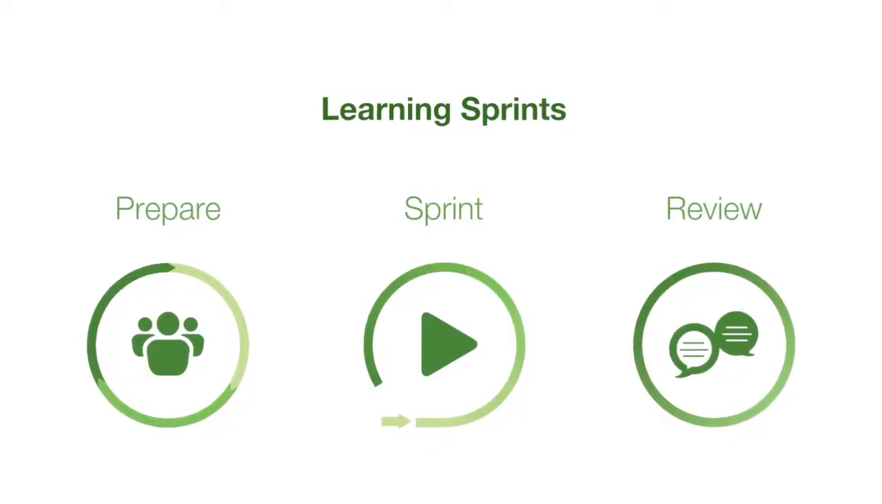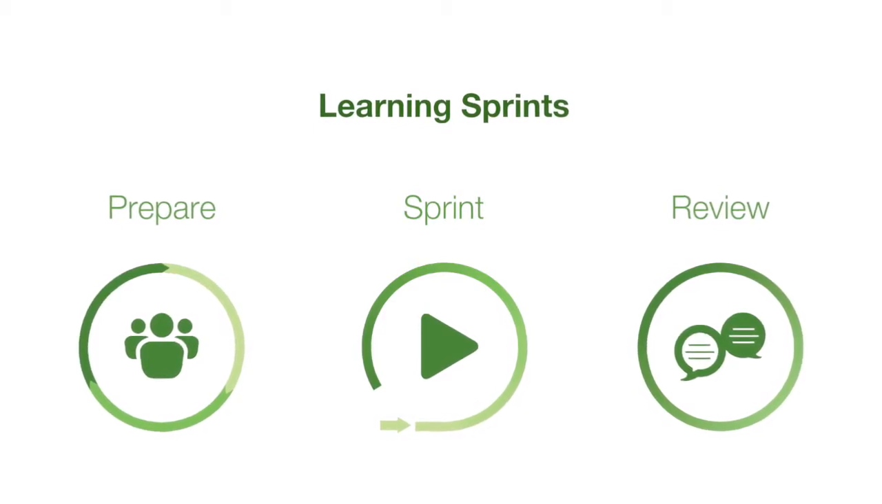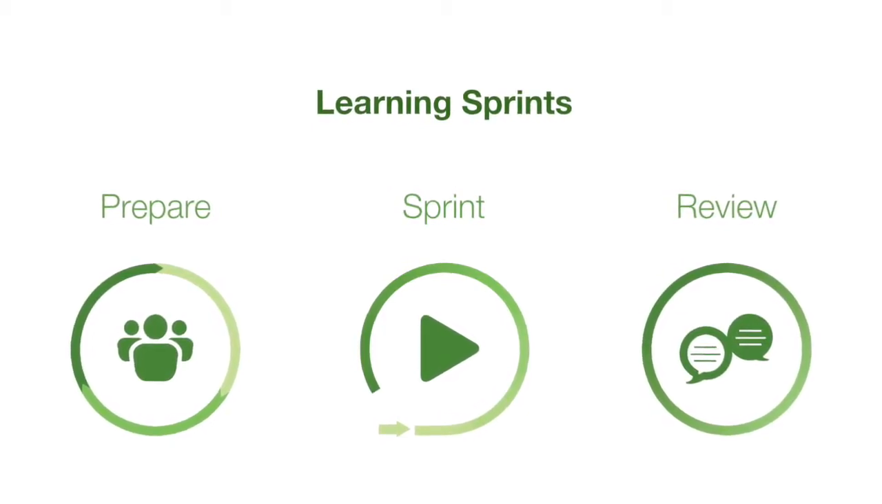There's 3 simple phases of a learning sprint. First, we prepare a sprint, then we run a sprint, and we review a sprint. During the prepare phase, teacher teams come together in the normal collaboration time they already have to determine what is the next area of practice that they want to deliberately improve next.